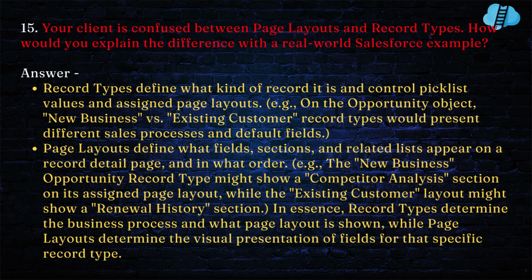In essence, record types determine the business process and what page layout is shown, while page layouts determine the visual presentation of fields for that specific record type.